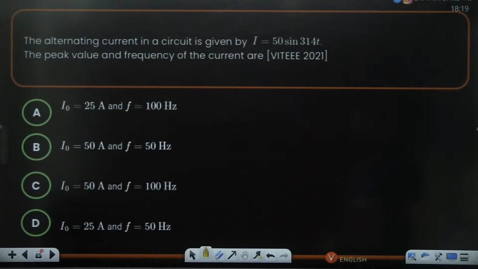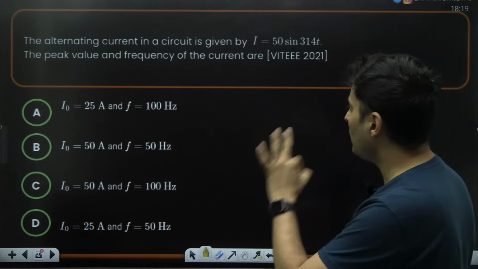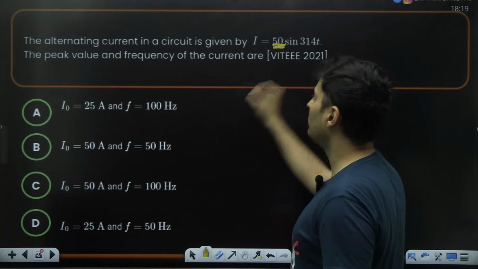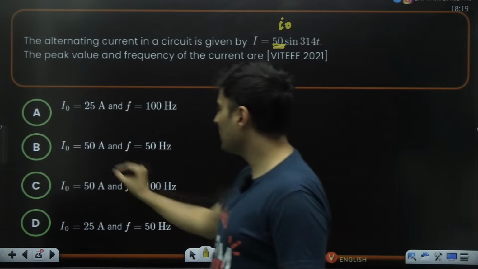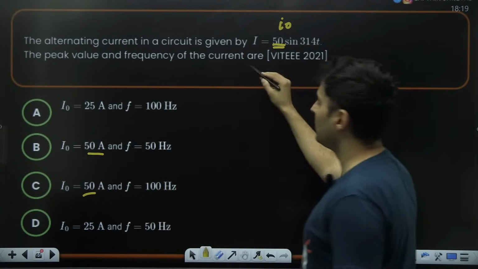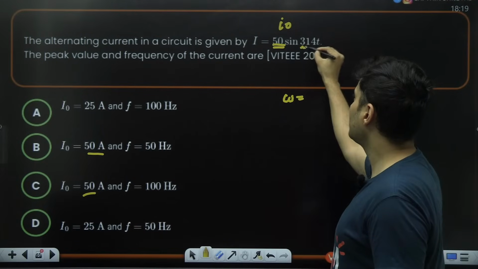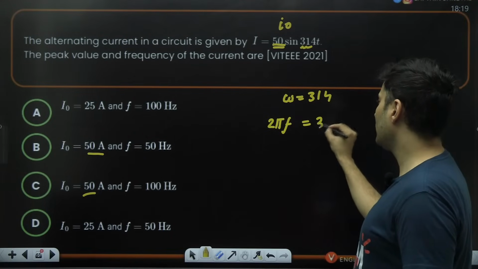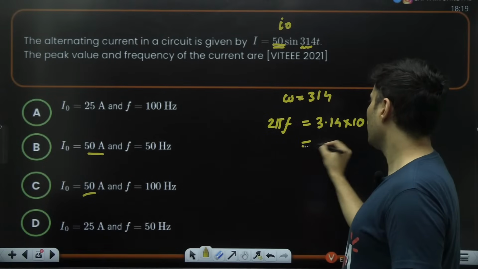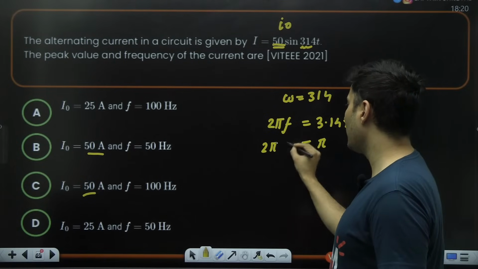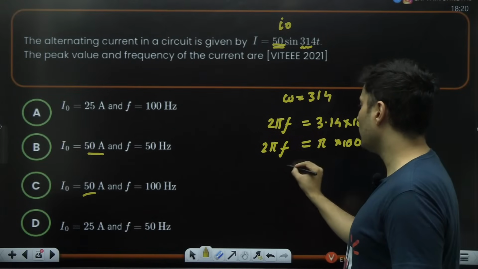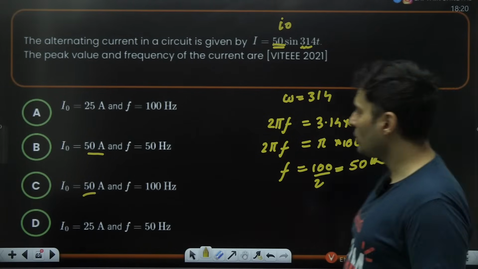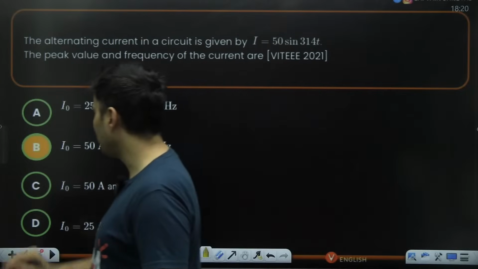Observe. Alternating current is 50 sine 314t. Find the peak value and the frequency of the current. Come on, this is very direct. Peak value is obviously 50, so that is your I naught. Now the next part is frequency. Omega is 314, and omega is 2 pi f. 314 is 3.14 multiplied by 100, and 3.14 is basically pi. So 2 pi f equals pi times 100. Pi cancels, so frequency is 100 by 2, which is 50 hertz. So the B option is the right answer.